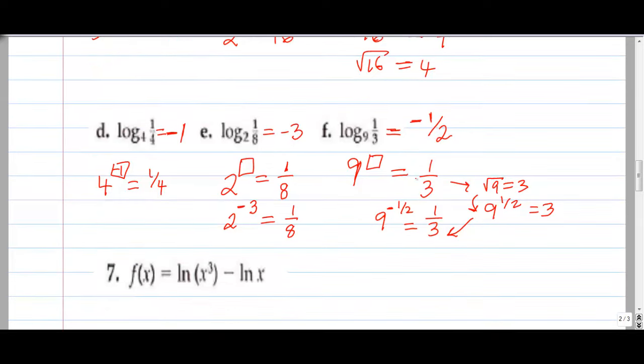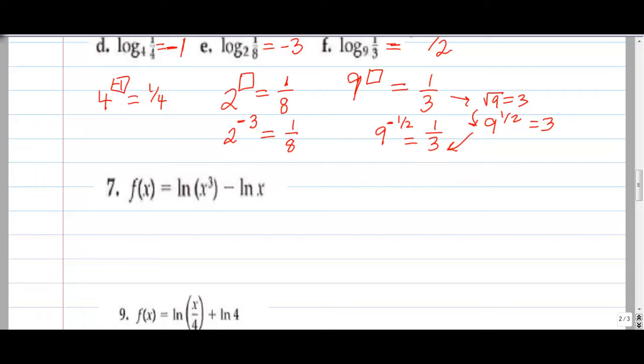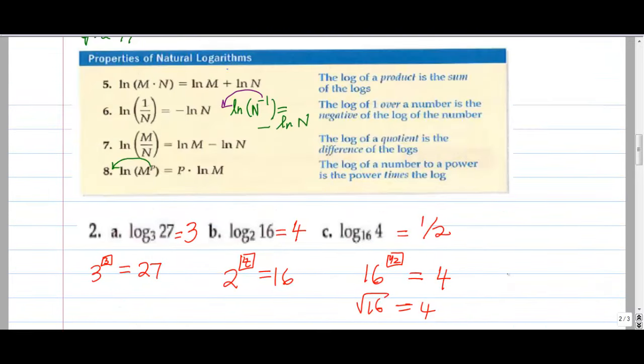Let's look at the log properties. I have natural log of x to the third minus natural log of x. First thing I see, power, rather, exponent. Exponent can come out front. So this is actually 3 ln x minus ln x. Now you've got to be a little bit careful right here. The log property says ln of m to the p. It's not this.